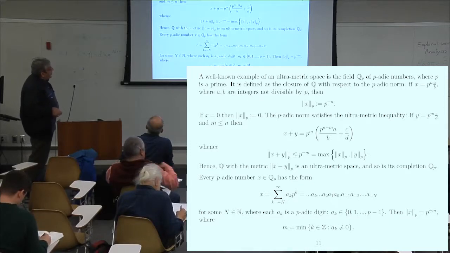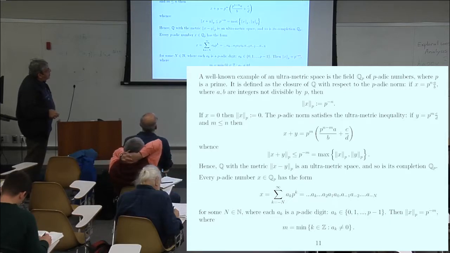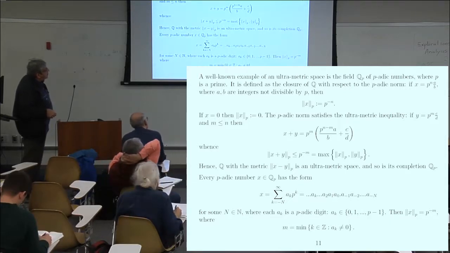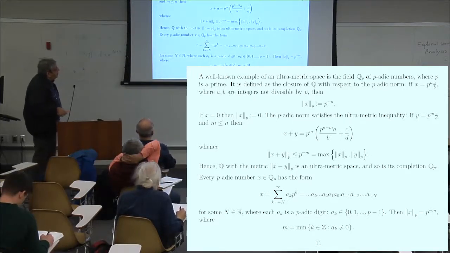And the norm of X having this shape is P to the minus m, where m is the minimal position where a_k is non-zero. If some numbers at the beginning are zeros, then the first non-zero one gives us the norm of X.